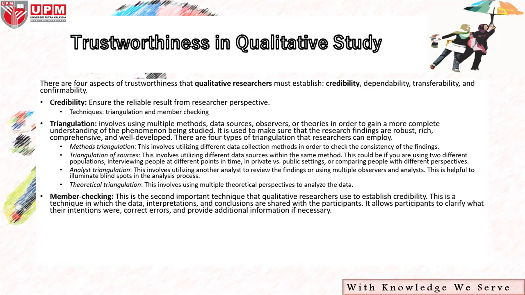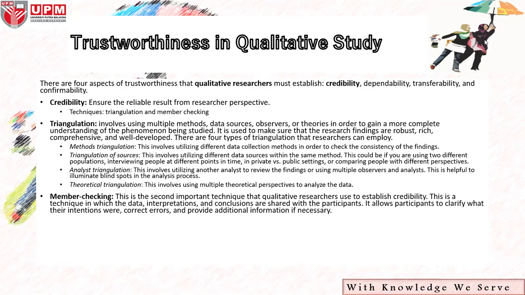Next one, you can use analyst triangulation. This involves utilizing another analyst to review the findings, or using multiple observers and analysts. This is helpful to illuminate blind spots in the analysis process. We use several data analysts. Next one, theoretical triangulation, which involves using multiple theoretical perspectives to analyze the data. Usually what we can apply is basically methods triangulation and theoretical triangulation. The other two are a bit difficult, they take time. So that is triangulation.